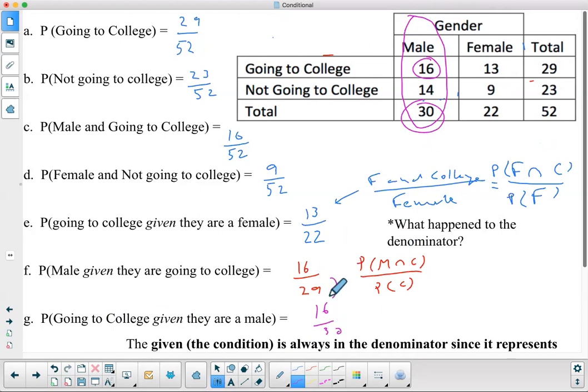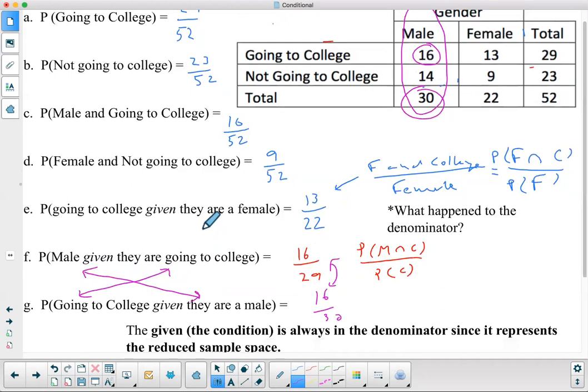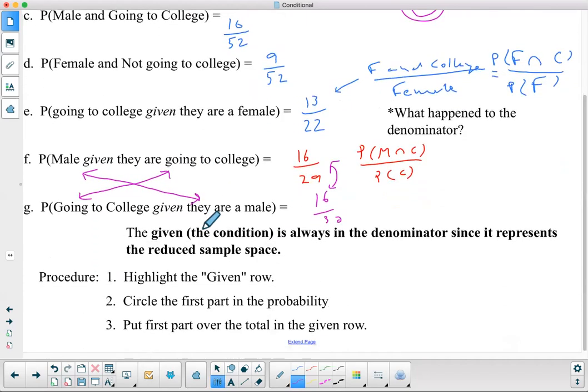So these are not always the same just because we reverse the order, right? Going to college, male, okay? They're not the same thing. It's like saying probability of getting COVID-19 given that you're a nurse. That's different than saying what's the probability that you're a nurse given you get COVID-19. Very different, right? You'd have to ask all the people that are sick and say, are you a nurse? Are you a nurse?